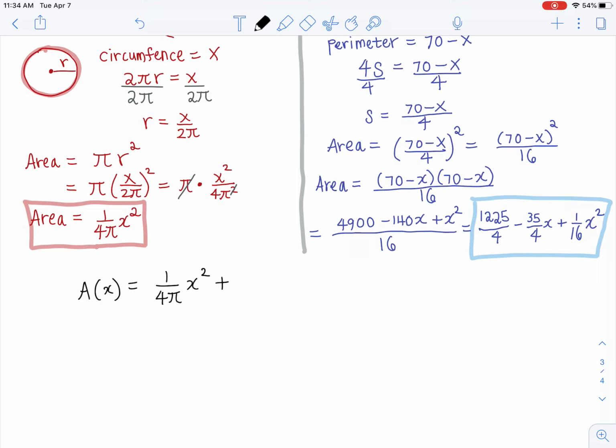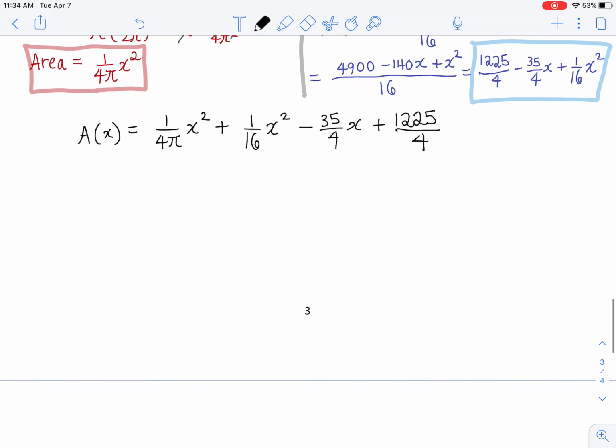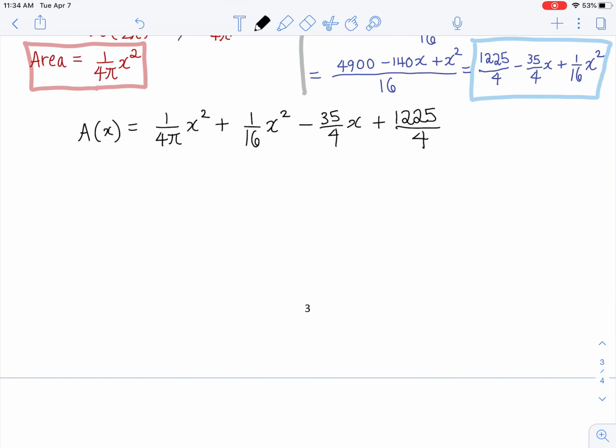I'll write this in a standard form too. I'll do 1 over pi x squared plus, and what I mean by standard form is I'm just going to try to keep this in a nice order. Which one should I write first out of these 3? I'm going to write x squared first, 1 over 16 x squared. And then next, minus 35 over 4 x. And then lastly, plus 1225 over 4.